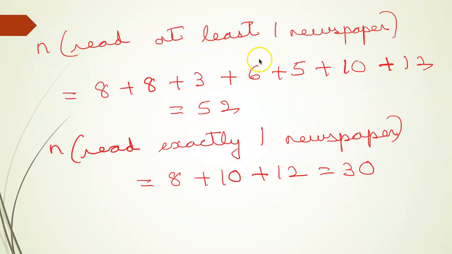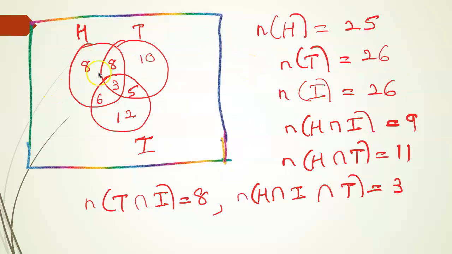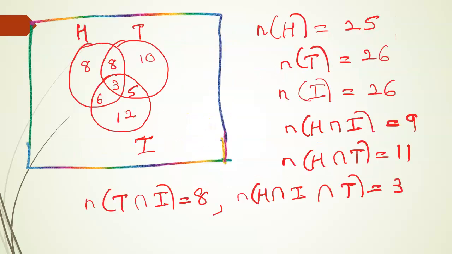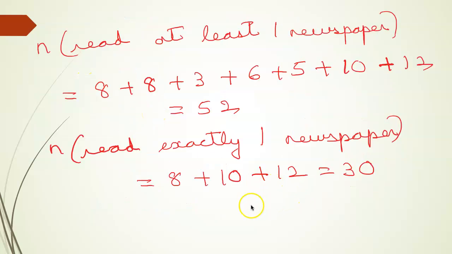The number of people who read at least one newspaper will be the sum of all of these. So it can be 8 plus 8 plus 3 plus 10 plus 5 plus 6 plus 12, which is 52. And number of people who read exactly one newspaper will be either 8 or 10 or 12. So it is 8 plus 10 plus 12, which is 30.